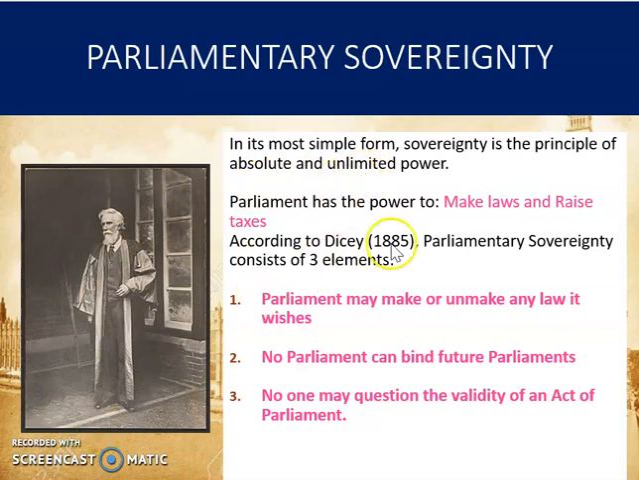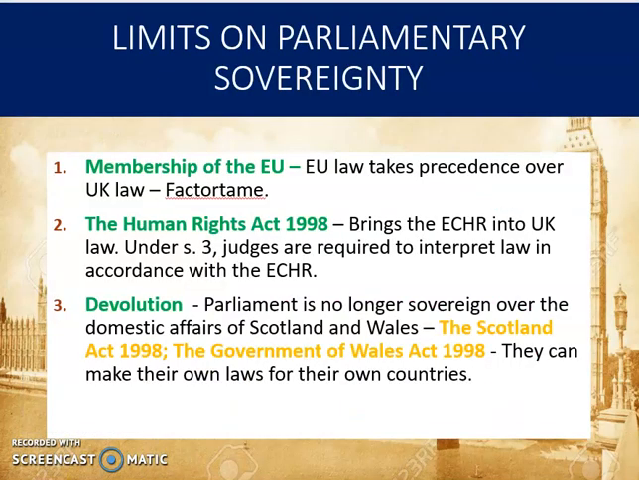According to Dicey from 1885, parliamentary sovereignty consists of three elements. Parliament may make or unmake any law it wishes. No Parliament can bind future Parliaments, and no one may question the validity of an Act of Parliament. There are, however, limits on parliamentary sovereignty.